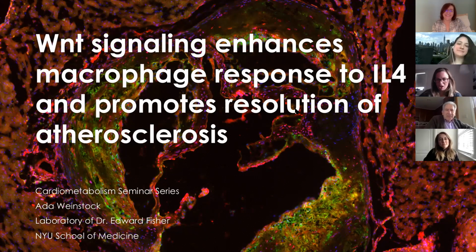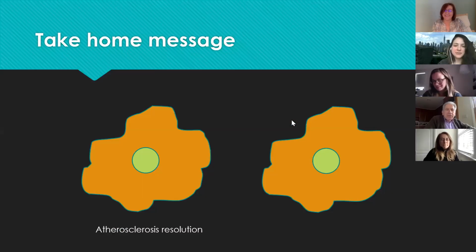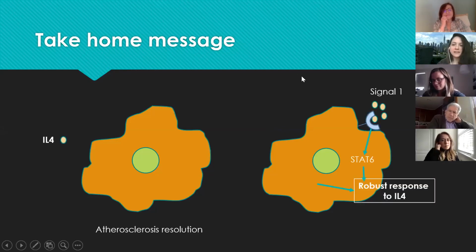So I'm going to tell you today about this story I've been working on for the past few years. And if you just want to tune out afterwards, I'm going to give you the take-home message now. This is basically what we found. In resolution of atherosclerosis, we found that IL-4 signals through STAT6, and that is required but not sufficient for resolution of the disease. And actually, to get a full, robust response, let me just put a pointer here.